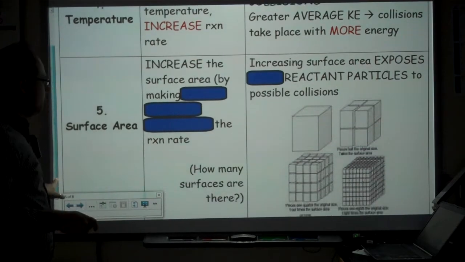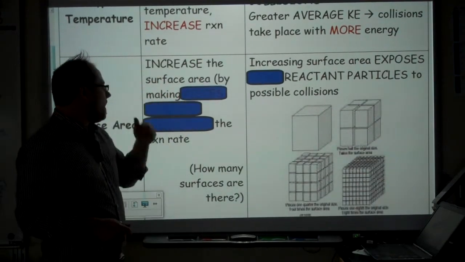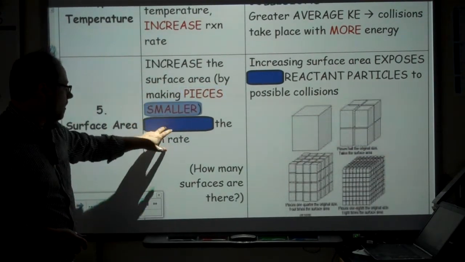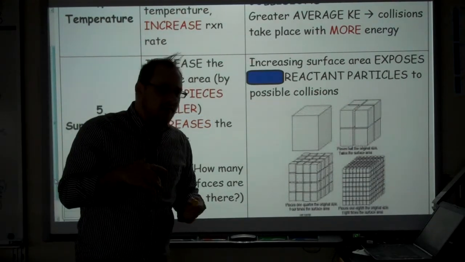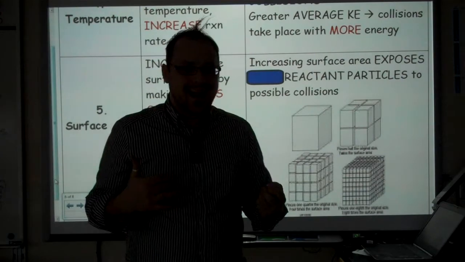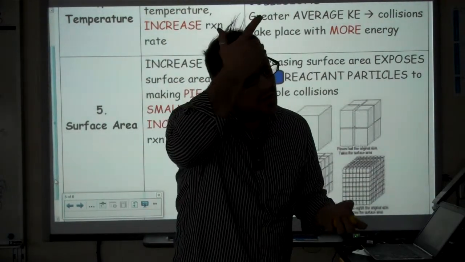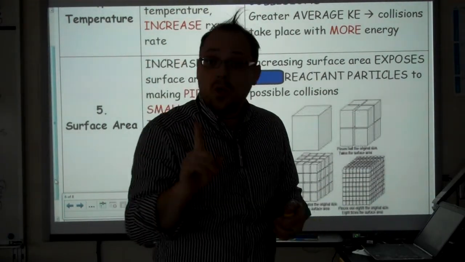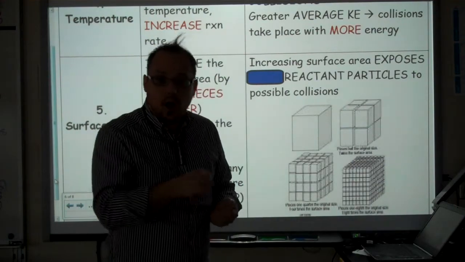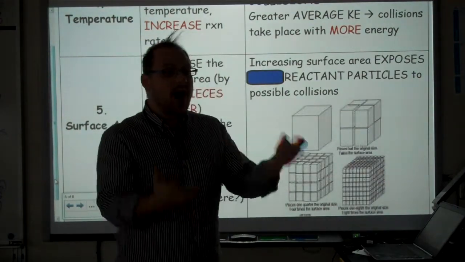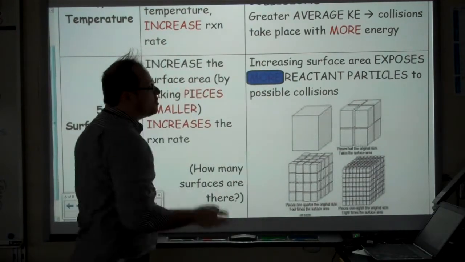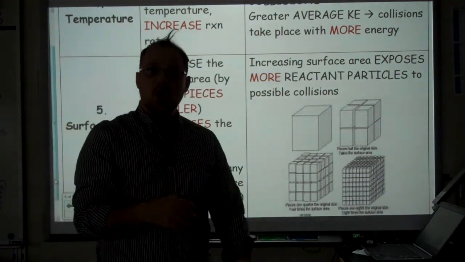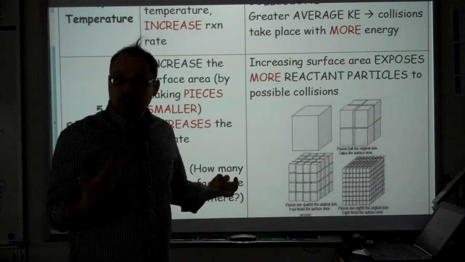Surface area. Increase the surface area by making pieces smaller. This increases the rate of reaction, and the opposite is true as well. If I want my Alka-Seltzer or my Tylenol to get rid of my headache faster, oh my gosh, there's one quick and easy thing I can do. I can grind up the pill, the medicine, so that my body absorbs it quicker. Why? Increasing surface area exposes more of the particles to the other particles that they need to react with.